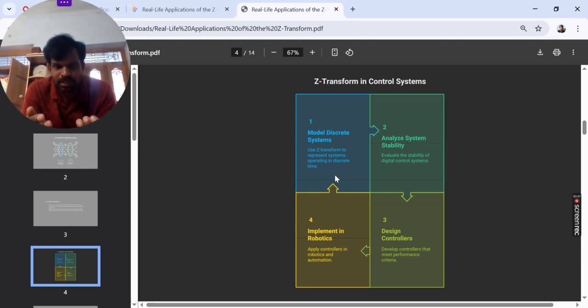What type of discrete time system? It is a linear discrete time system. And the second one is to analyze the system, a linear time invariant discrete time system. In order to represent a linear time invariant discrete time signal in the frequency domain, we use the Z transform. And the second step, analyze system stability.